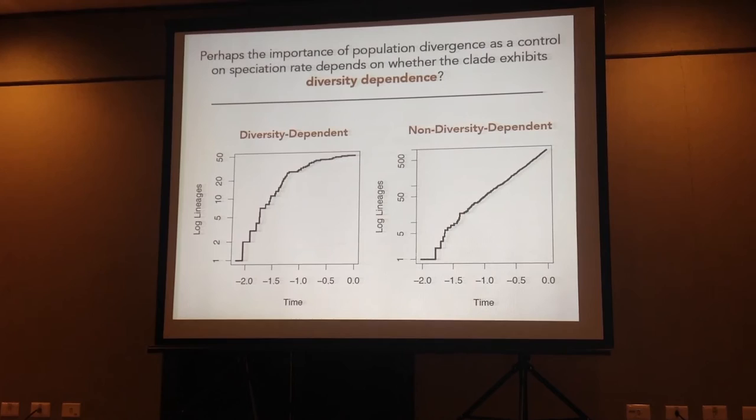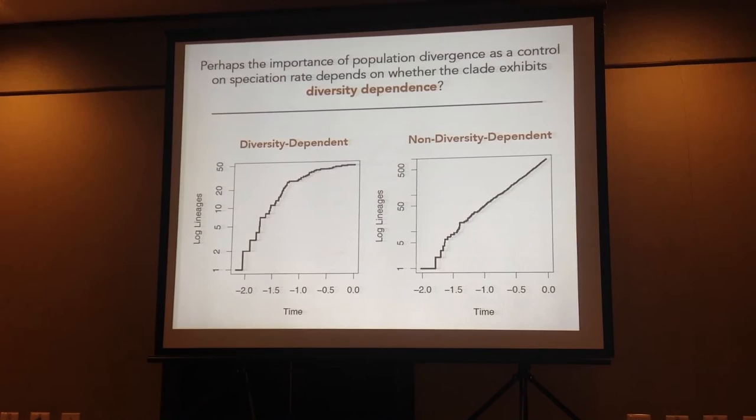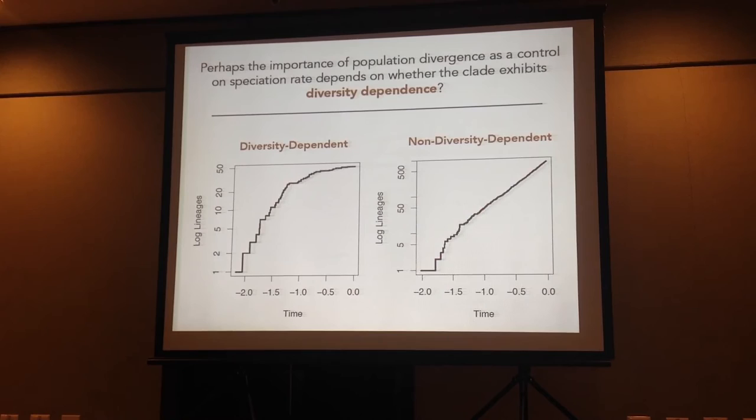And this might dampen the impact of population divergence on speciation rates, if ecological limits are the major deciding factor on what becomes a species. In other cases, where clade diversity is still increasing, we might see that population divergence is still the major control on speciation rates.